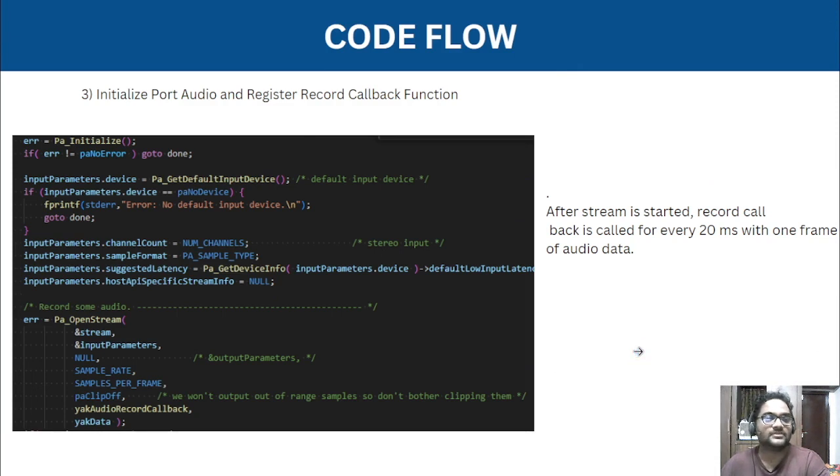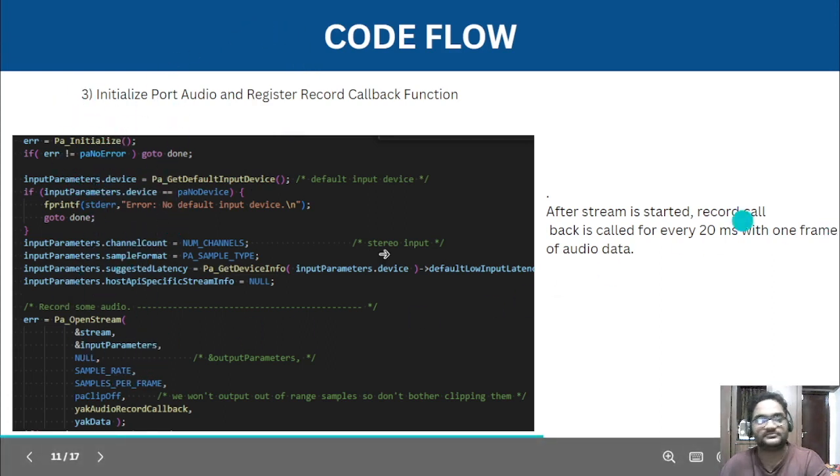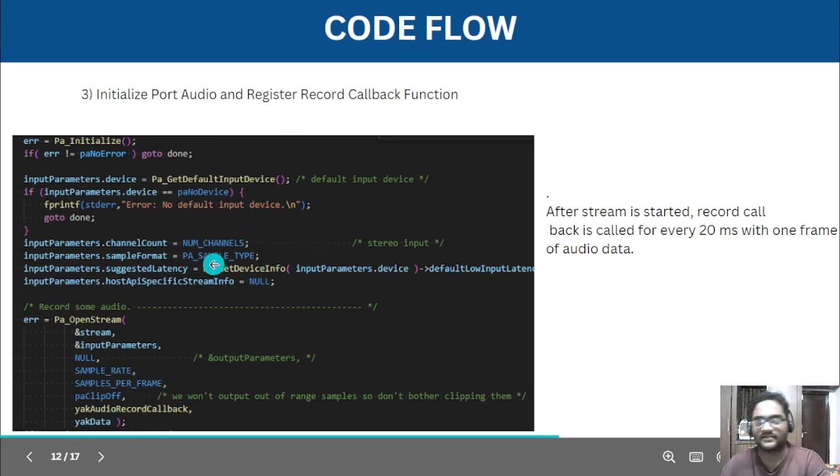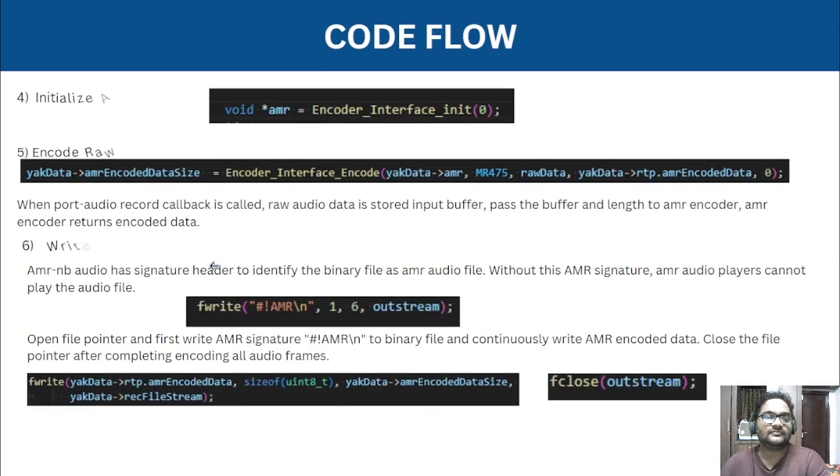Okay. So now this is about initializing PortAudio and registering the callback. This is Pa_Initialize and then this is Pa_OpenStream, and then you are registering the callback here. This is the specifications. Okay. So the next in the code flow is initializing the AMR things. That is about the PortAudio things.